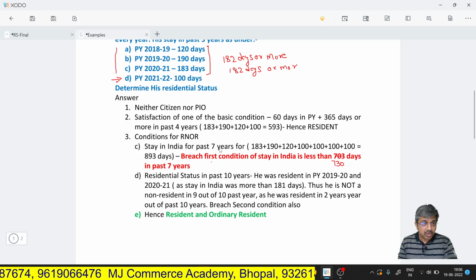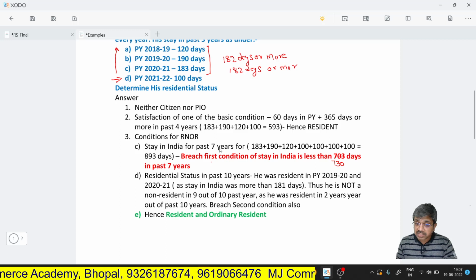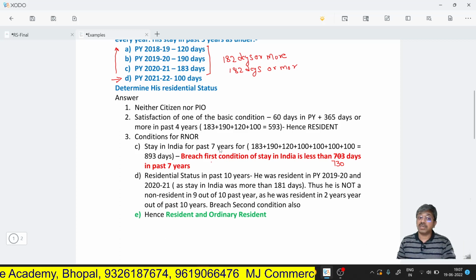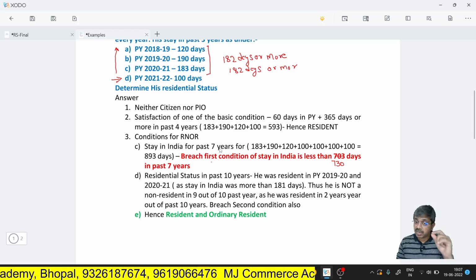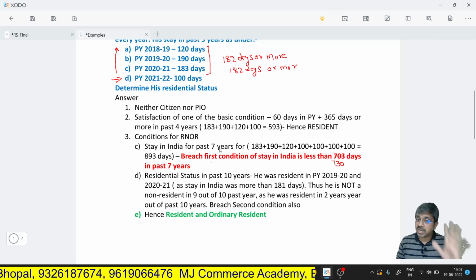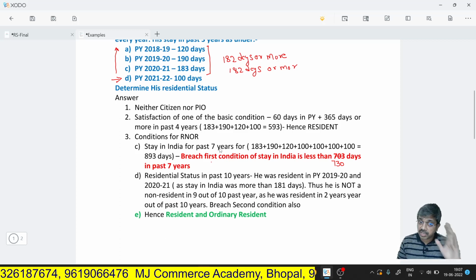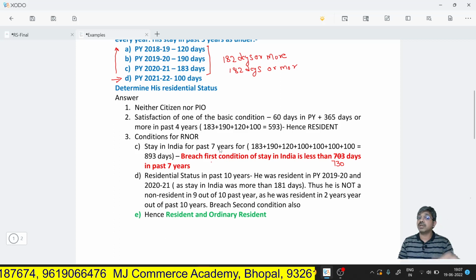We have to check his residential status for the 10 years before this. In his residential status, we come to know that out of the 10 preceding years, we have not determined the residential status for all 10 years; we determined it for 2 years, and for those 2 years he is a resident. It means out of 10 years he is a resident in 2 years. What does it mean? He is not a non-resident in 9 years out of the 10 preceding years. Meaning in the past 10 years he had to be non-resident for 9 years, but he is not non-resident for 9 of the 10 years. Why? Because in the 10 years he became resident for 2 years.